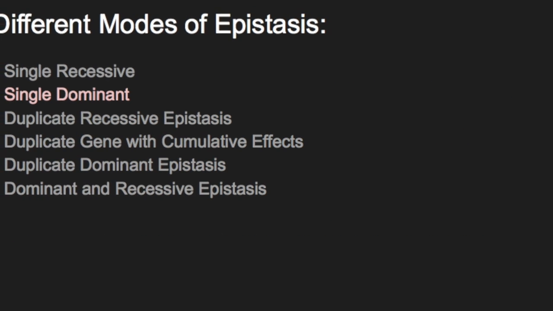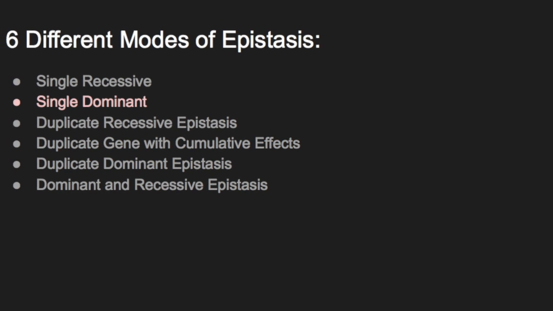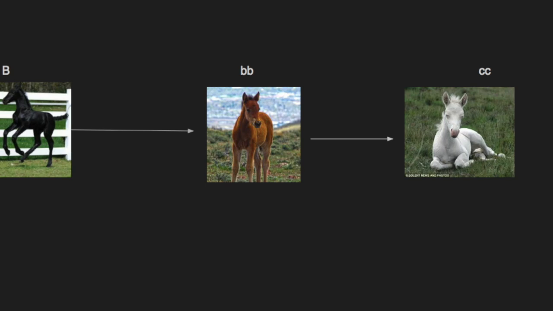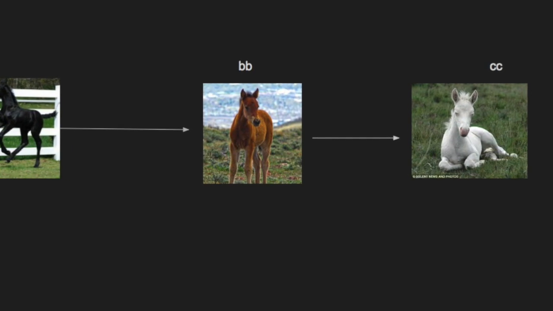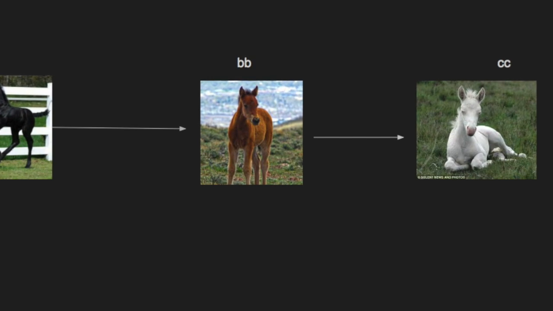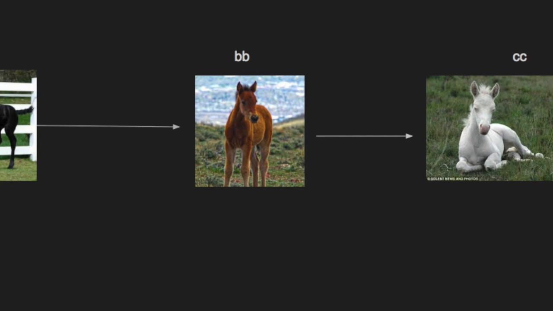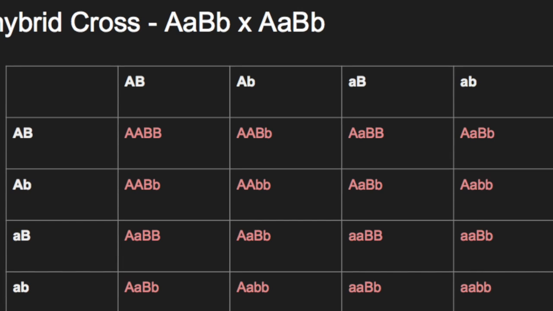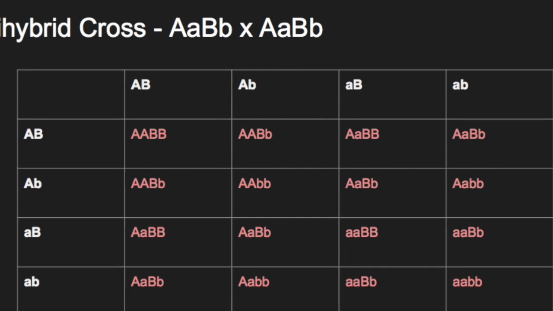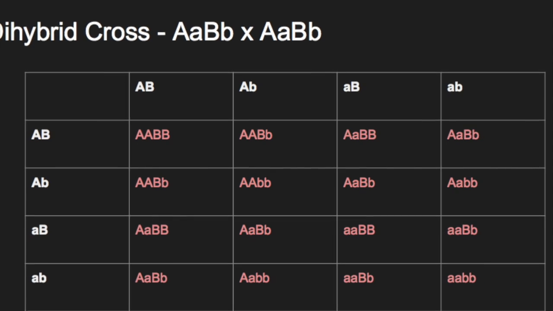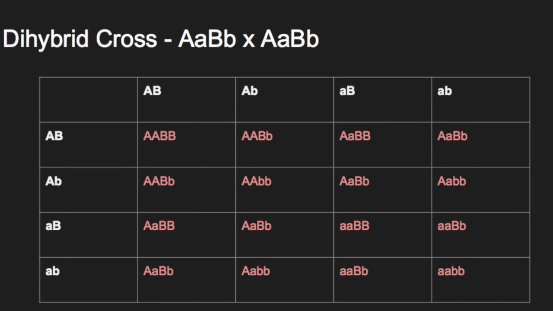There are 6 different modes of epistasis, but for the purpose of this video, we'll only be discussing single dominant epistasis. Here, this pathway illustrates that horses that have a big B allele come out black in color. Horses that have a homozygous little b allele come out brown, where horses that have homozygous little c alleles come out white. This makes more sense when looking at a dihybrid cross, where we can see all of the genotypes when the horses are crossed with two parents that have a big A, big B, little b genotypes.